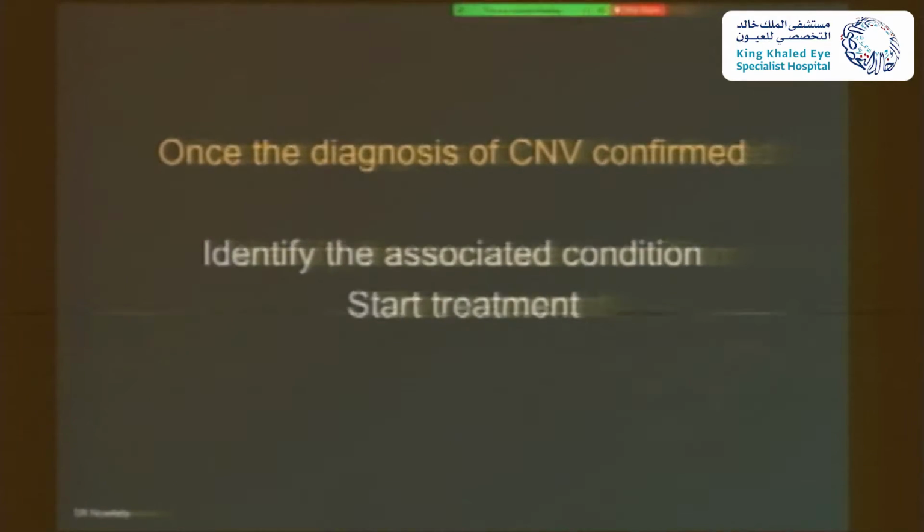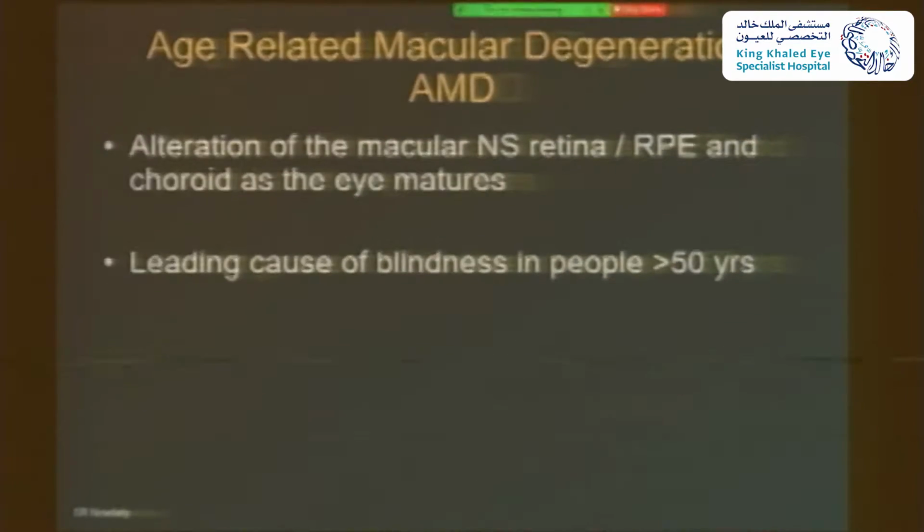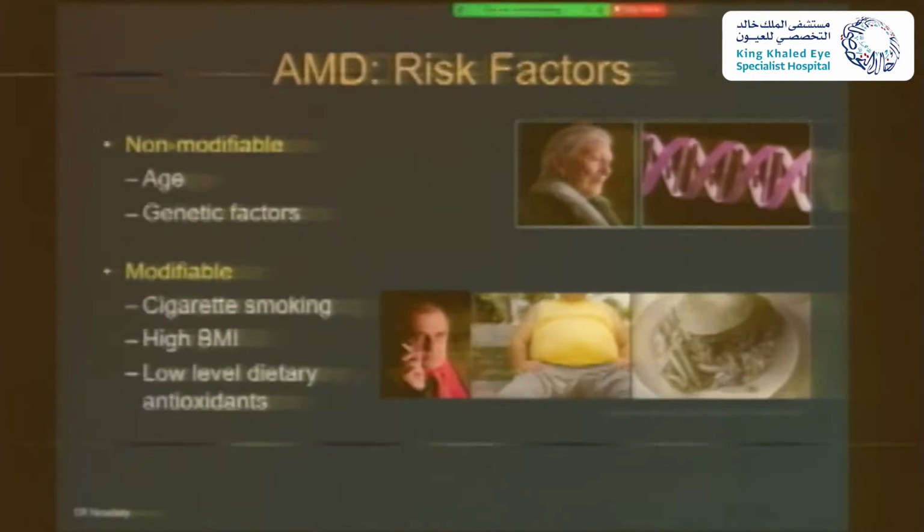Once the diagnosis of CNV is confirmed, you're going to have to identify the associated condition and start treatment. The highest giver of CNV is AMD, age-related macular degeneration, which right now has a definition as an alteration of the neurosensory retina and the RPE, and the choroid, of course, as the eye matures, and it's the leading cause of blindness for people over 50. There are known risk factors: obesity and genetic factors are definitely known. Age is, of course, a factor, since it is an age-related macular degeneration.